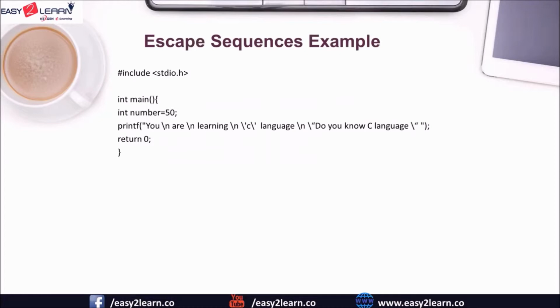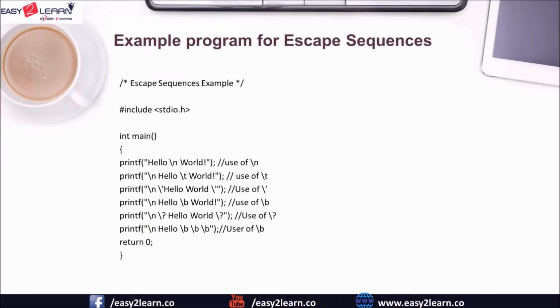Here is an example of escape sequences. We have used the \n escape sequence so that each and every word will be separated and printed on a new line. Another example program for escape sequences shows the use of \n, \t, single quote, \b, and question mark.